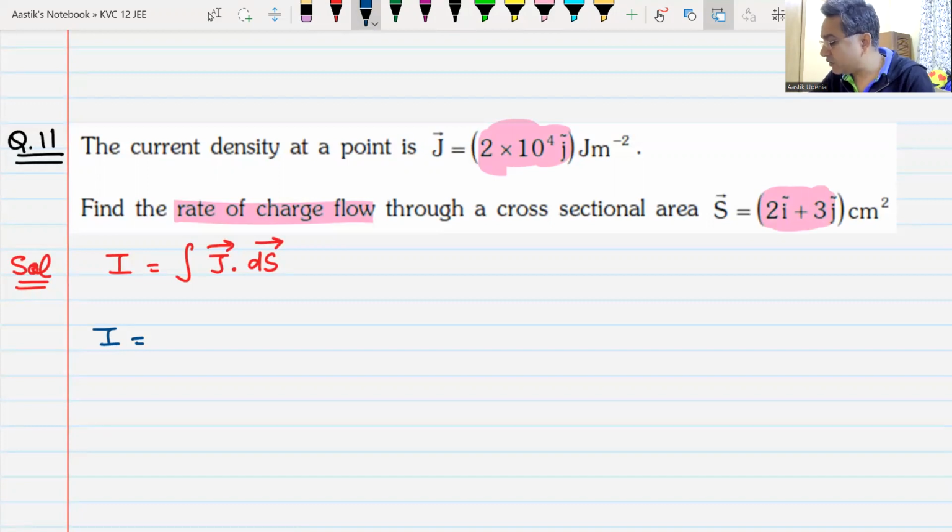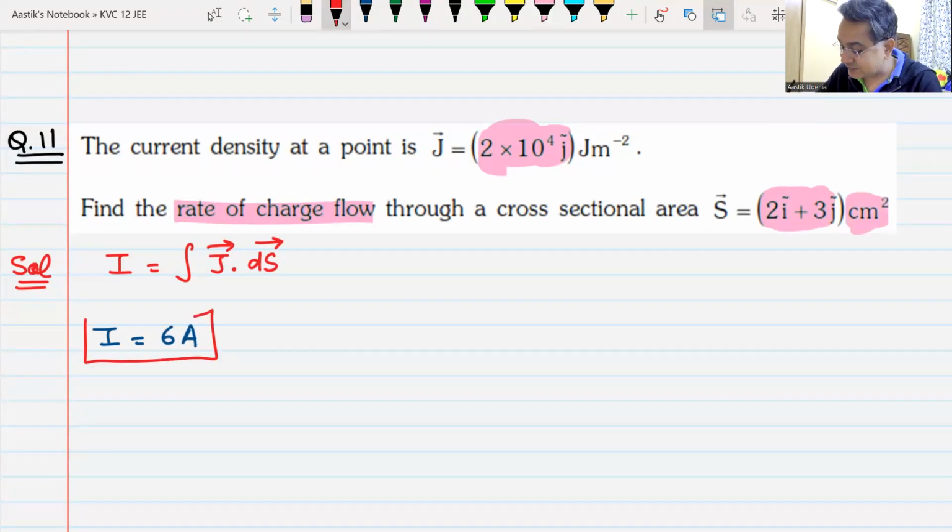J dot i will be 0, 2 into 3. It is in centimeter square, so you have to multiply it by 10 raised to the power minus 4. So basically it will become 2 into 3, and the answer will be coming very nicely as 6 ampere. Do we understand this, or has this gone above our head saying bye bye?